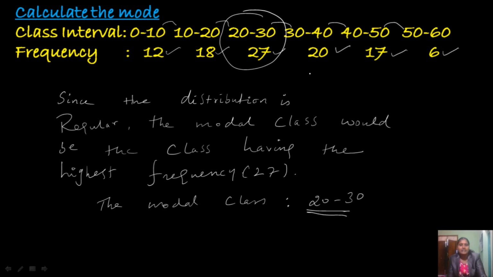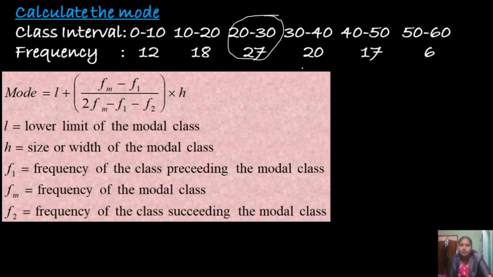If the class interval with the greatest frequency is obtained as the modal class, we go for the first formula. 20 to 30 is the class interval having the highest frequency 27, so we make use of the first formula to calculate mode. So mode is equal to L plus (f_m minus f_1) over (2f_m minus f_1 minus f_2) into h.